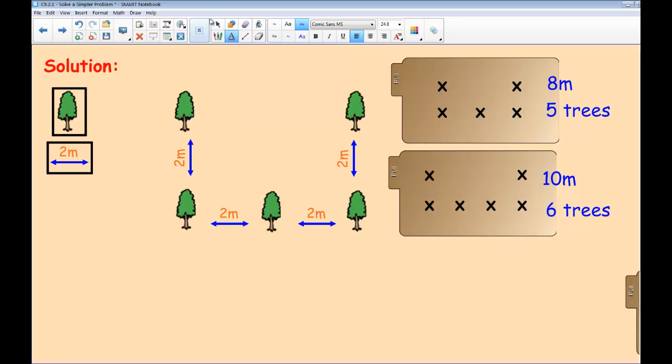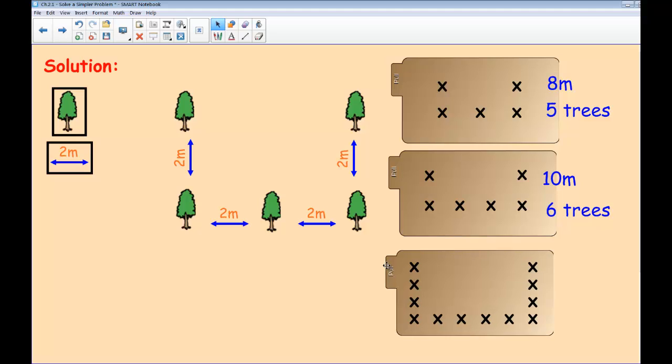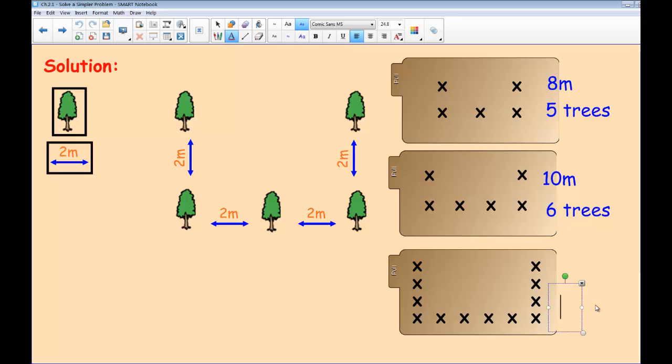Now, what I've actually done though is I've actually skipped a few diagrams here. I'm going to jump to something like that. And if I count up in this scenario how many trees I've used: 1, 2, 3, 4, 5, 6, 7, 8, 9, 10, 11, 12. So I've got 12 trees planted here. And my total border length will now be 2, 4, 6, 8, 10, 12, 14, 16, 18, 20, 22 meters.